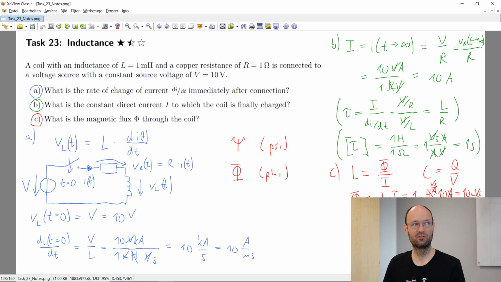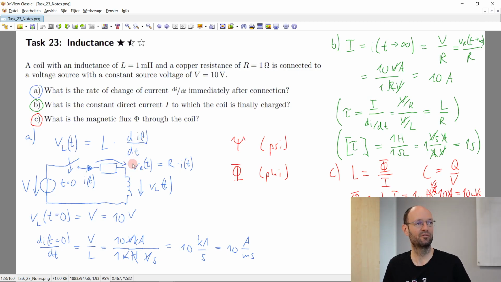for a short moment, the current must also be zero, because the current cannot jump. The current can only continuously change. But if the current would jump up and down, the derivative of a jump would be infinite. We would get some infinitely high voltage at the inductor, which doesn't make sense. So even if we close the switch for a short moment, the current must still be zero.